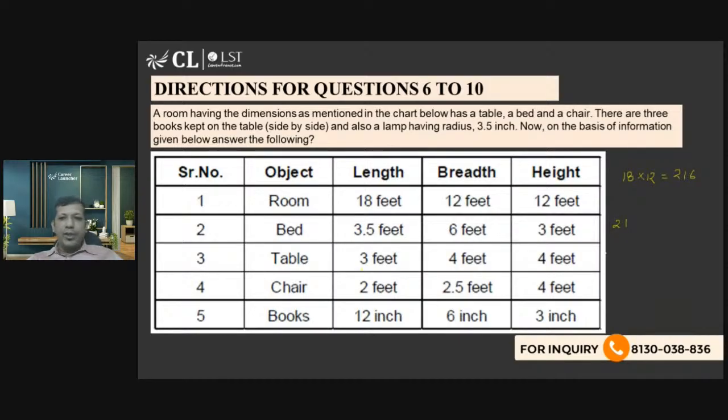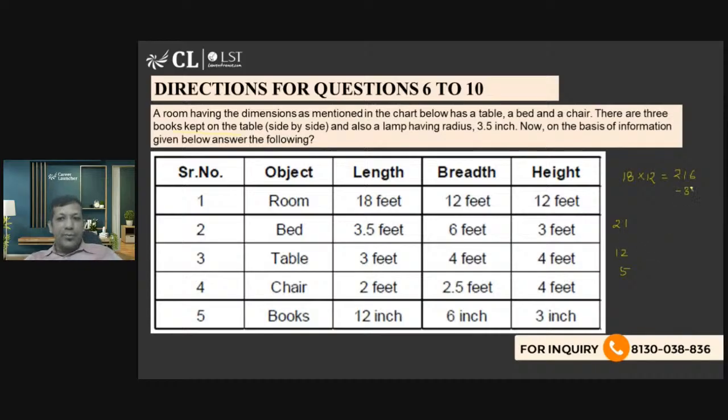Table is going to cover the area of what? 12. Chair is going to cover the area of what? 5. Now, in the above information, it says that books are kept on the table, right? So, books area will not be counted on the floor area. So, what is the total area that is covered? That is 21 plus 12, that is 33, 38.